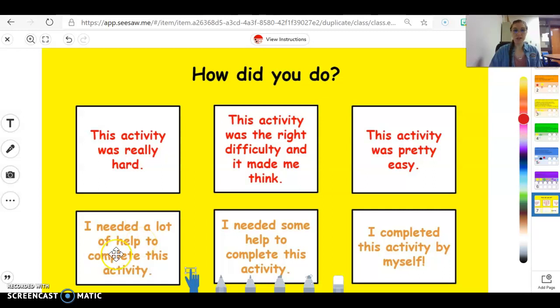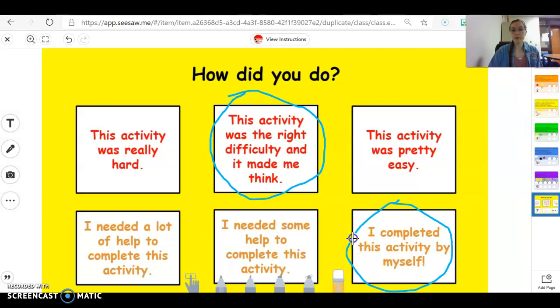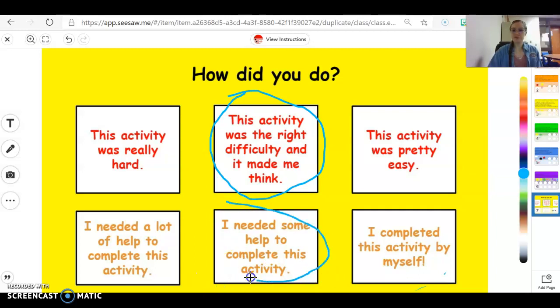Now, in addition to knowing how hard it was, I would like to know, how much help did you need to do it? Did you need a lot of help to do it? Did you need some help? Or were you able to do it by yourself? So a couple different scenarios. Maybe this activity was difficult and it made you think, but you were able to do it all by yourself. Or maybe the activity was kind of difficult, but you needed help for just a couple slides or verifying it with your parents or a sibling. That's fine too, okay?